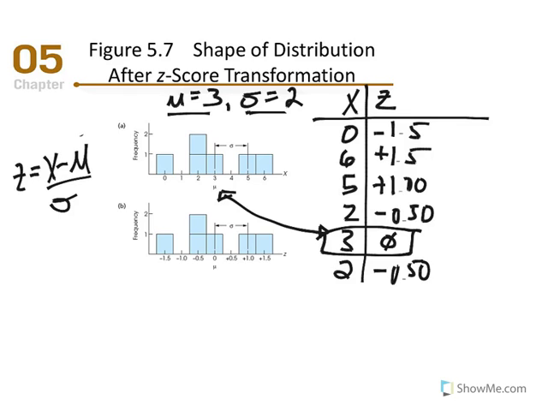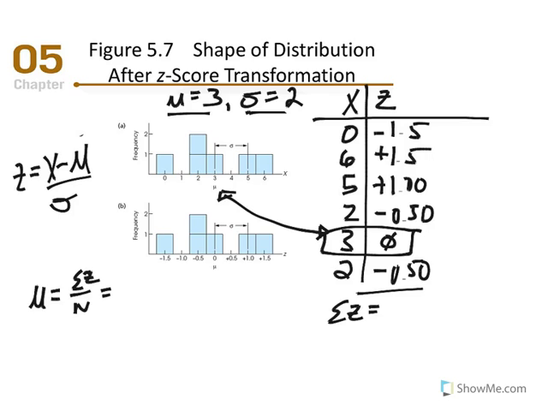And now if we want to calculate mathematically the mu of the z distribution, we're going to take the sum of z over n. We're going to sum up this column here, the sum of my z-scores. And you should notice that this is similar to when we looked at the balance point of the mean, right? Equal distance above and below. So they should cancel each other out, and let's see if they do.